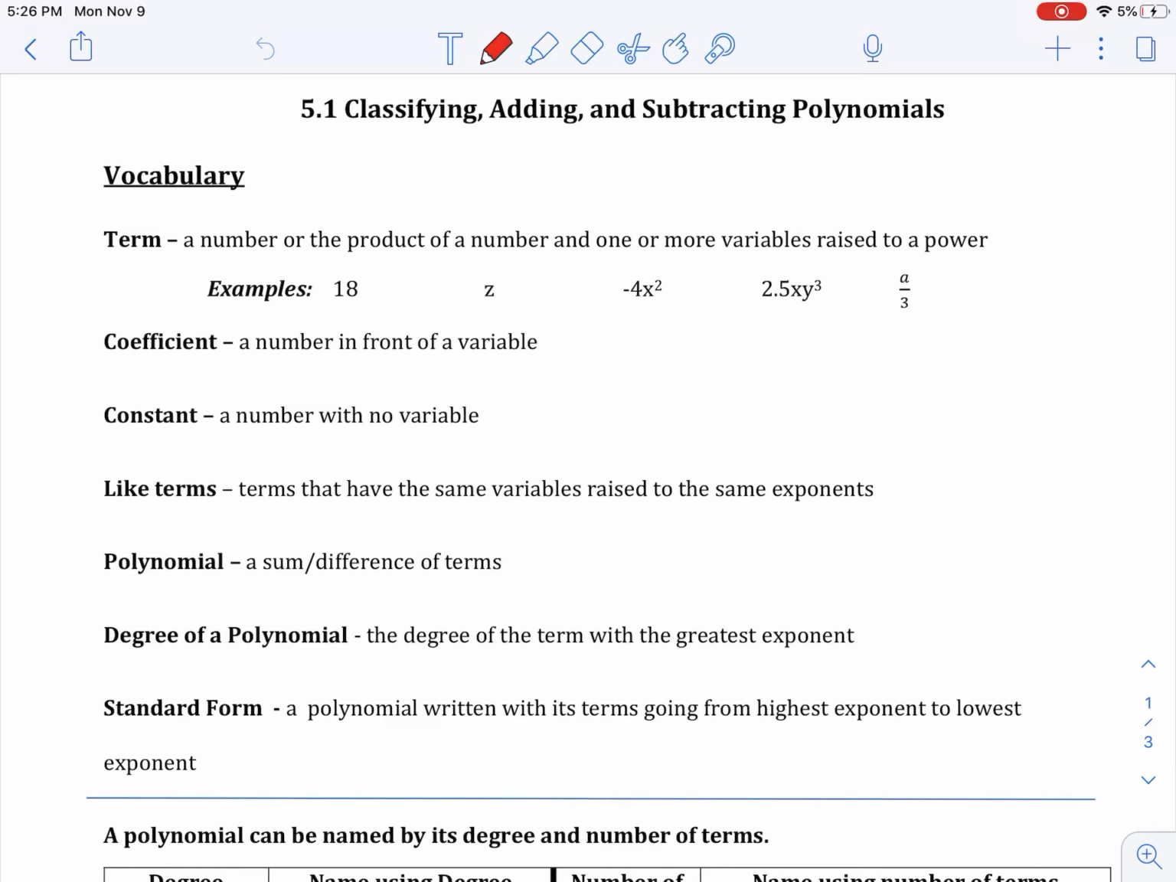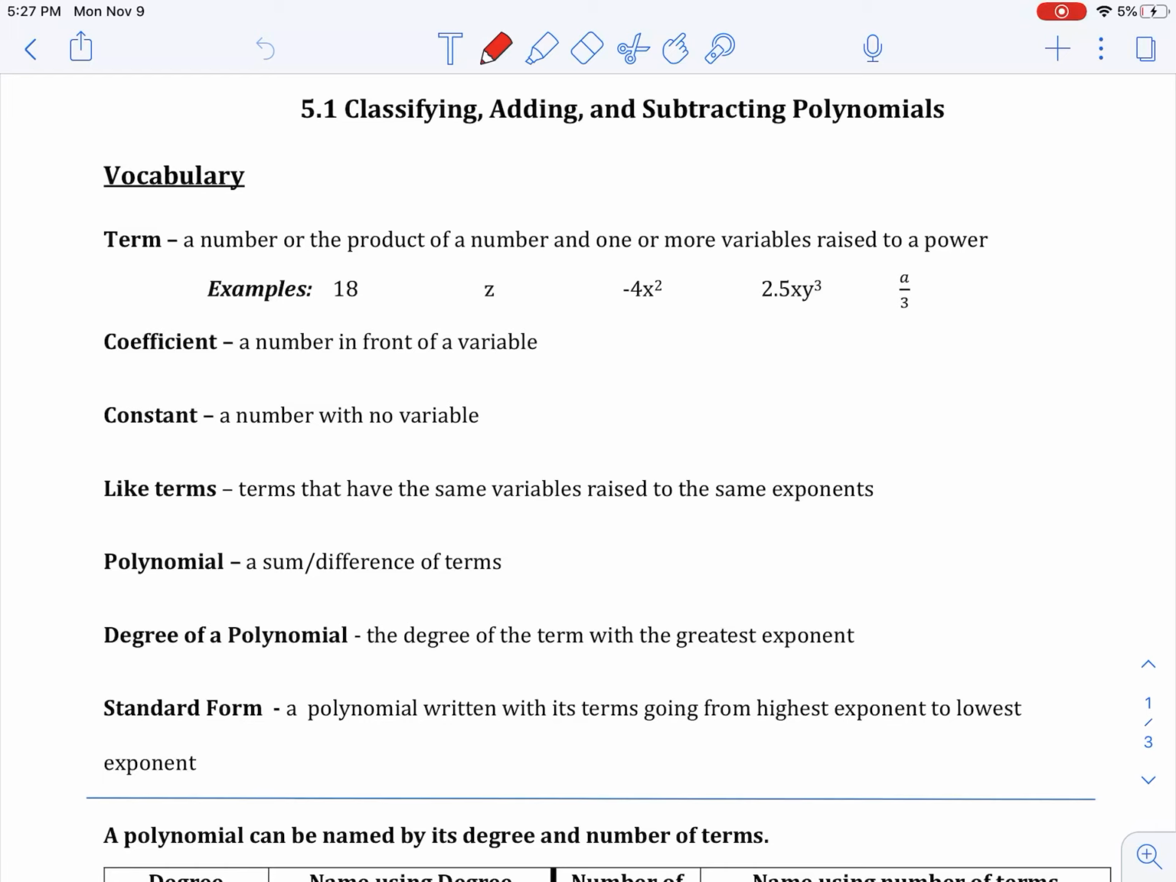First vocabulary word is the word term. A term is just a number or the product of a number and one or more variables raised to a power. So when you look at those examples, 18 is considered a term, z is considered a term. If we had negative 4x squared, that's considered a term. Even a decimal in front of some variables, 2.5x to the second y to the third would be considered a term. And then a over 3 is also considered a term. So we could come up with a lot more examples, but all of those are either a number or a variable or several variables raised to a power.